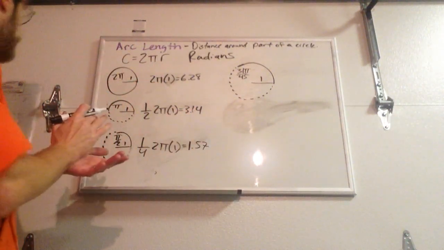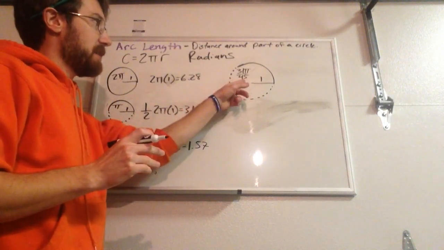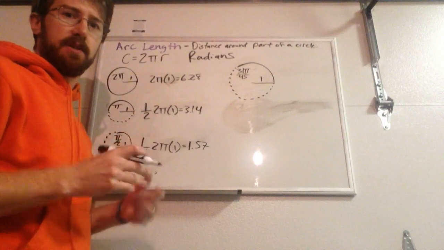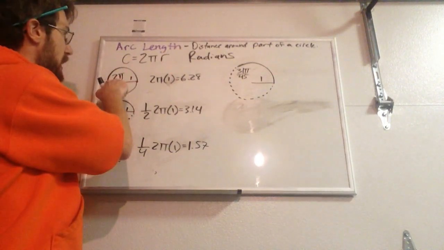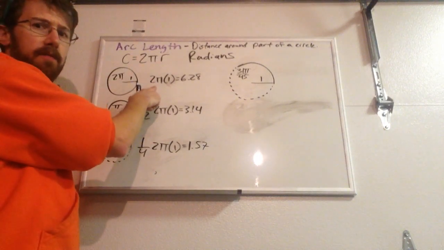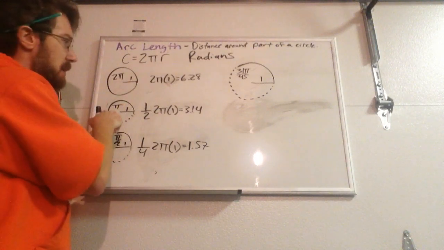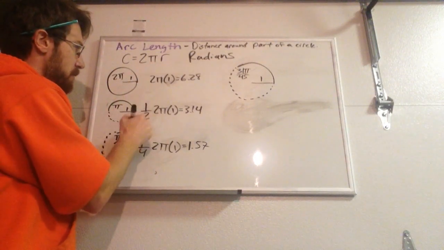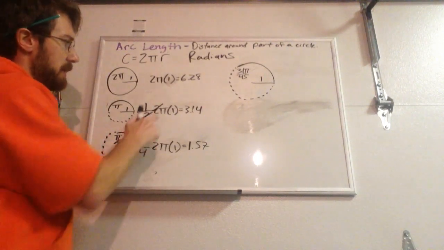So, how am I going to do this one? Well, before I tackle this, I'm going to take a look back at these ones and see if I can figure out a pattern here. 2 pi are the number of radians. 2 pi is in my formula. Pi radians, let's see, if I take 1/2 times 2 pi, those cancel out, and now it's pi.